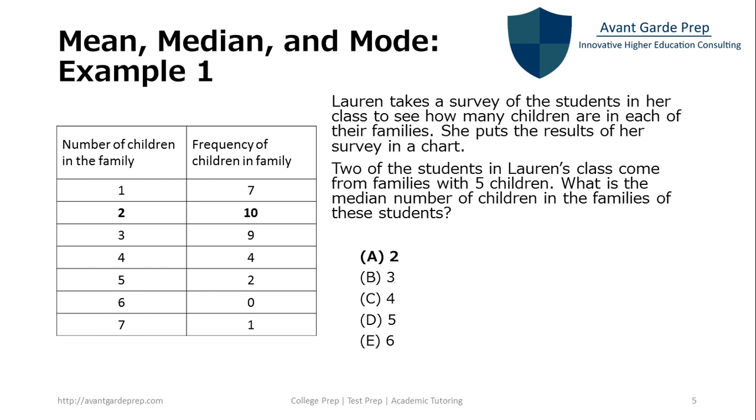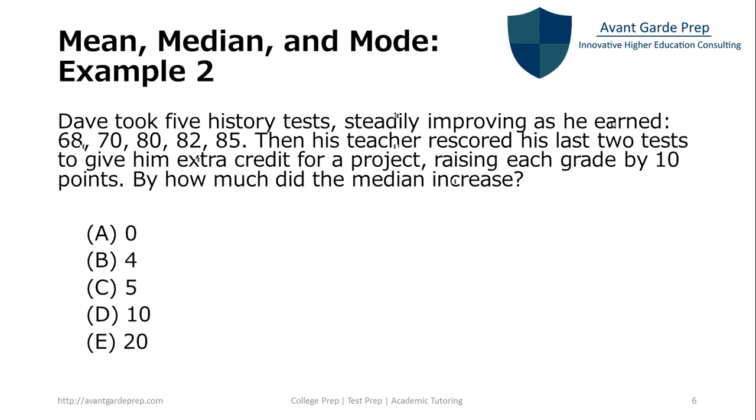Now let's take a look at the next problem. Example problem 2 reads, Dave took 5 history tests, steadily improving as he earned a 68, 70, 80, 82, and 85. Then his teacher rescored his last 2 tests to give him extra credit for a project, raising each grade by 10 points. How much did the median increase?